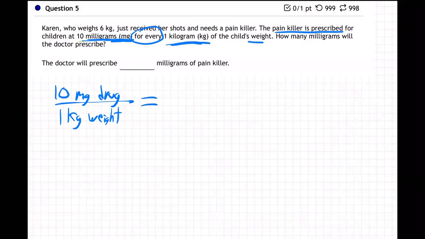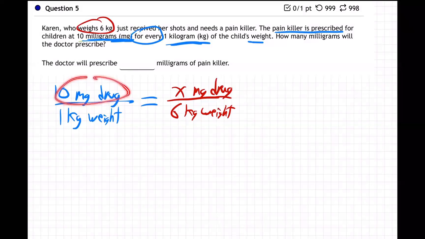That's going to be equal to the child. Now, what does the child weigh? On the other side, the child weighs 6 kilograms. So I'll put 6 kilograms weight. That's what Karen actually weighs. And then what's going to go on the top is our X, what we're trying to find, milligrams of the drug. Does that make sense?